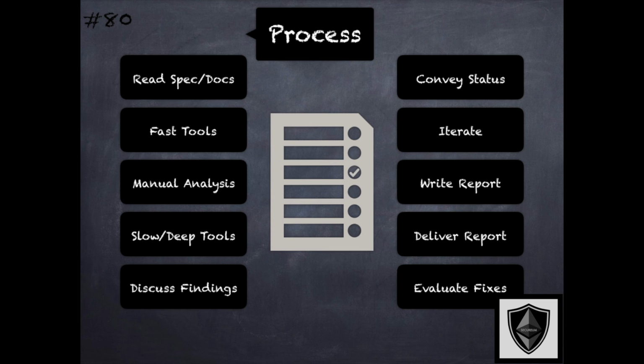So this is how a typical audit process may look like and the different stages in its life cycle. Let's now dive in to discuss some details about each of these 10 steps.